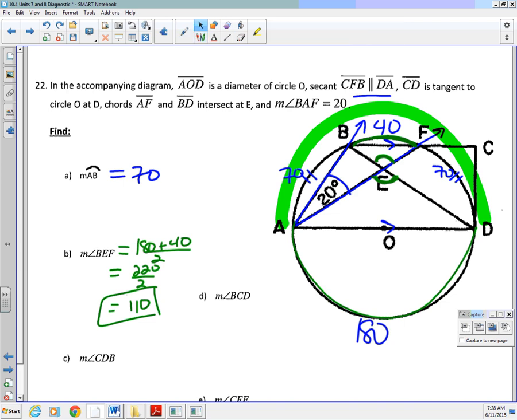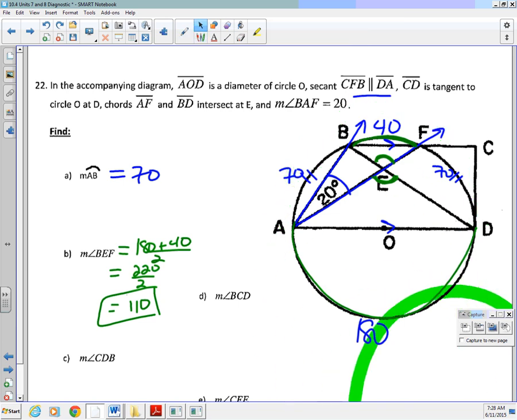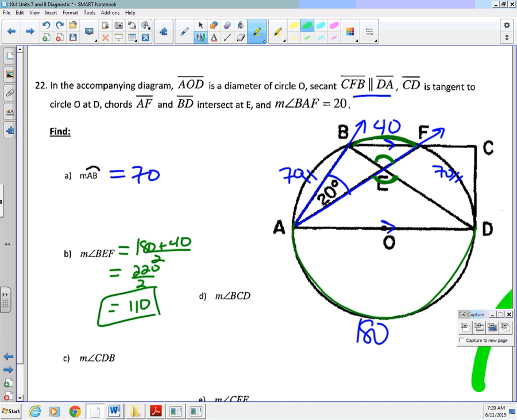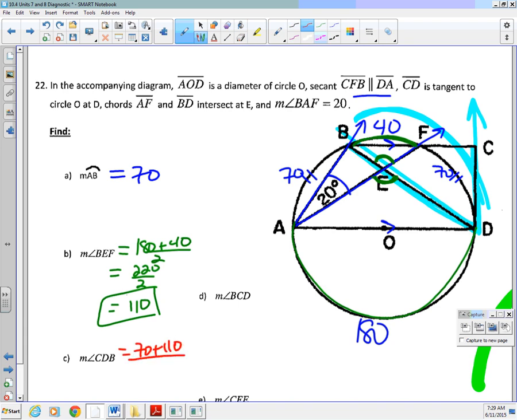Okay, arc CB. Let me get rid of this guy for a second here. Arc CB, angle CDB. Angle CDB is being formed by a tangent and a chord. And there's a rule for that as well. The angle formed by a tangent and a chord is half of the intersected arc. So I can do 70 plus 40 over 2, which is 110 over 2, which is 55. Okay, you have to get the entire arc. D goes out to B, so it encapsulates from D to B.